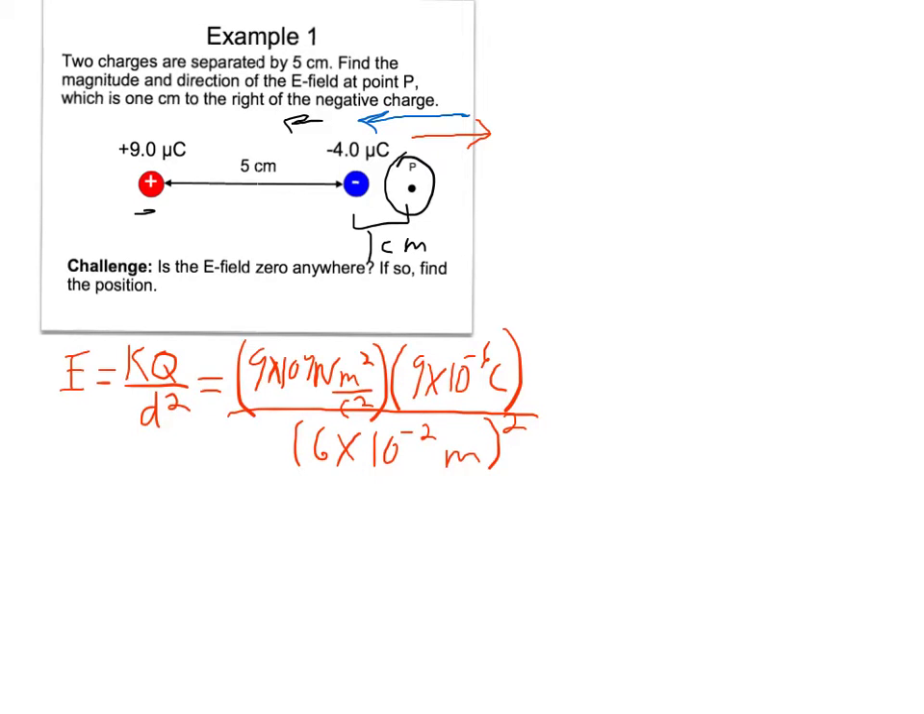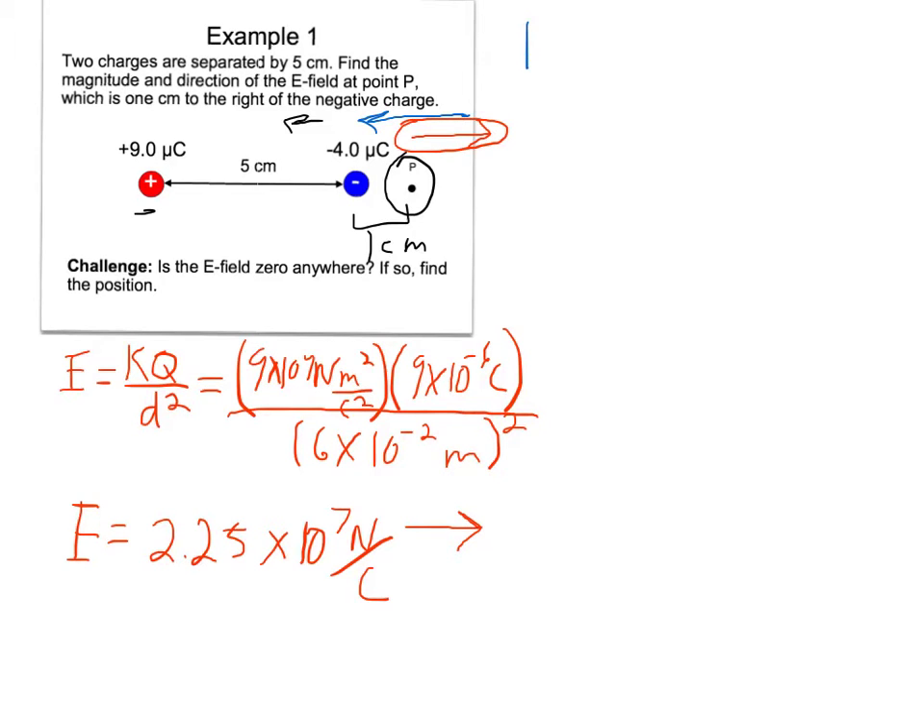When I do that, I get that the electric field strength from the red charge is 2.25 times 10 to the 7th newtons per coulomb. And that is to the right. As we said earlier, the red charge has its field pointing to the right because field lines go away from positives.